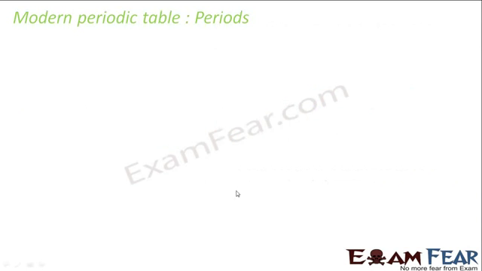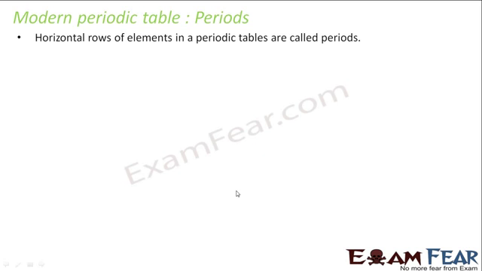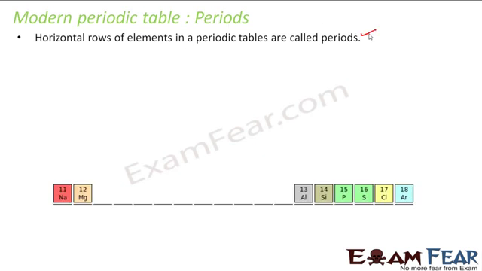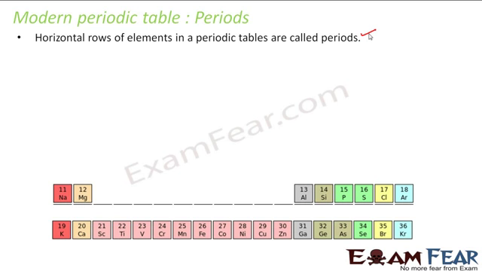As I told, a modern periodic table has periods and groups. Let's understand the periods in detail. Horizontal rows of elements in a periodic table are called periods. Correct? For example, this is one period, this is another period. And there are some properties of periods.